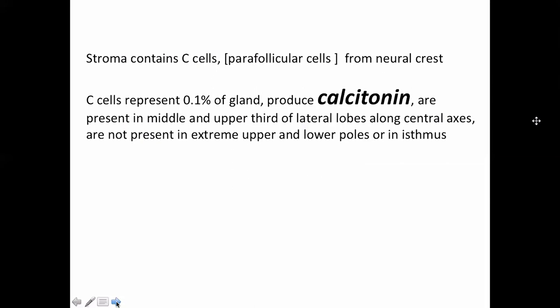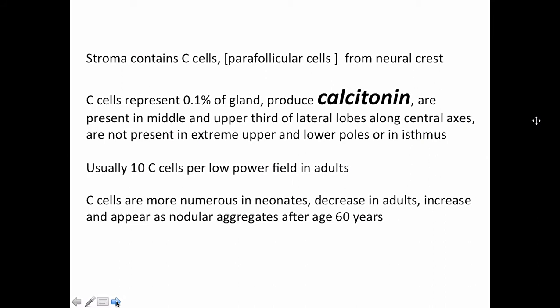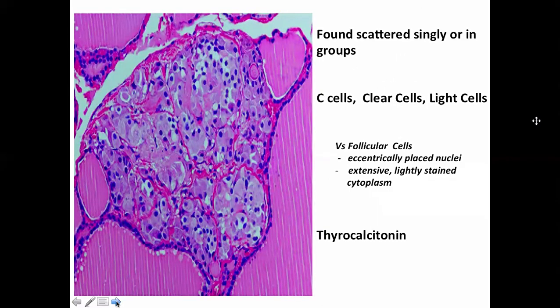In between the thyroid follicles is a group of cells called the parafollicular cells, or C cells, in the stroma. They represent only 0.1% of the gland and they produce calcitonin. Usually about 10 cells per low power field are seen in adults. They are more numerous in neonates, decrease in adults, and increase and appear as nodular aggregates after 60 years old. These are the C cells, or clear cells, or light cells.